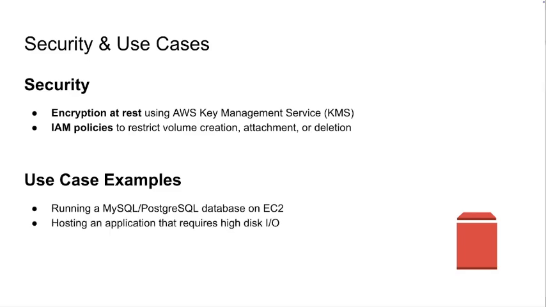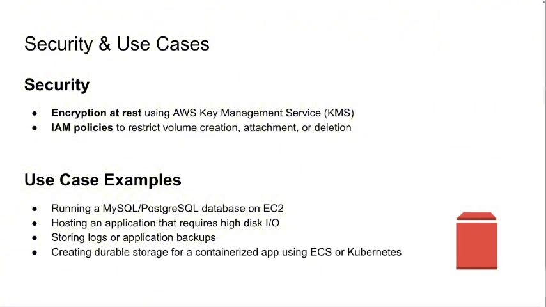Typical use cases are running a MySQL database. You can create an EC2 instance, set it up, and attach a particular volume to it that's running the MySQL database. Hosting an application that requires high disk input output. Storing logs and application backups. Creating durable storage for a containerized app using ECS or Kubernetes. So that's everything we'll be talking about on EBS.